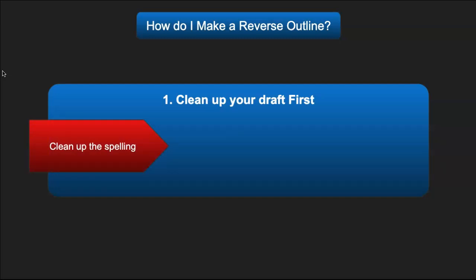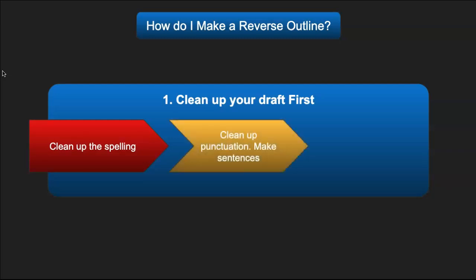A lot of times when I have my students do focus free writes, they just go without any rules, and it can be a little bit puzzling when they're looking at it again. So clean that up to make it make sense. Clean up punctuation and make sentences if there aren't any. A lot of times, again, with a focus free write, you end up with just one giant paragraph for your 5-page paper. So clean up and make sentences.